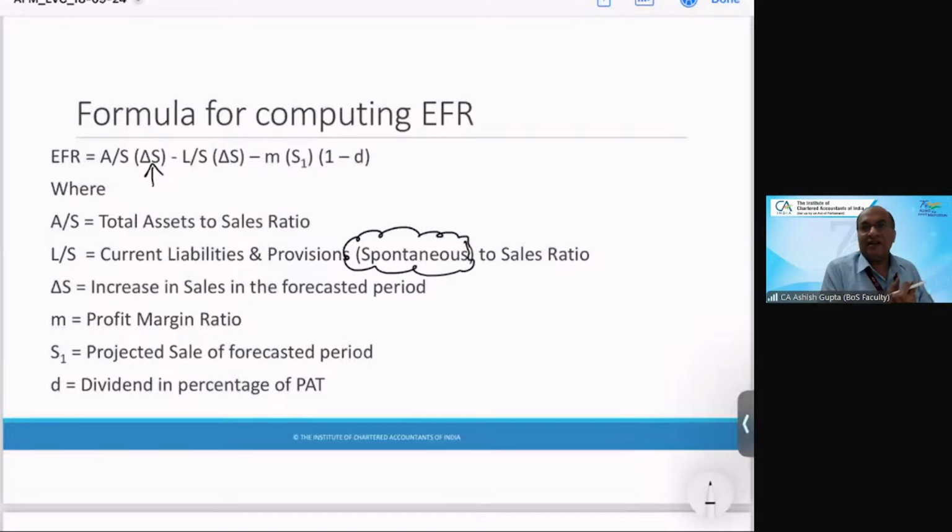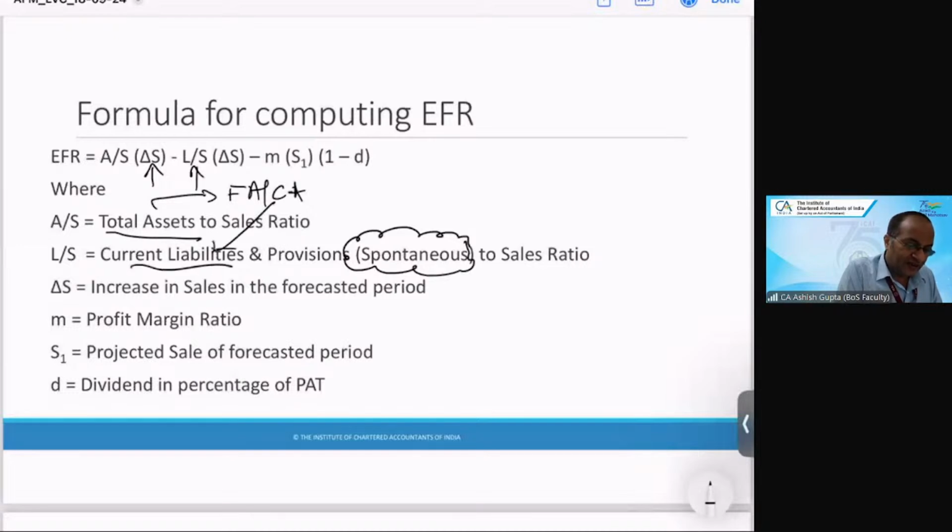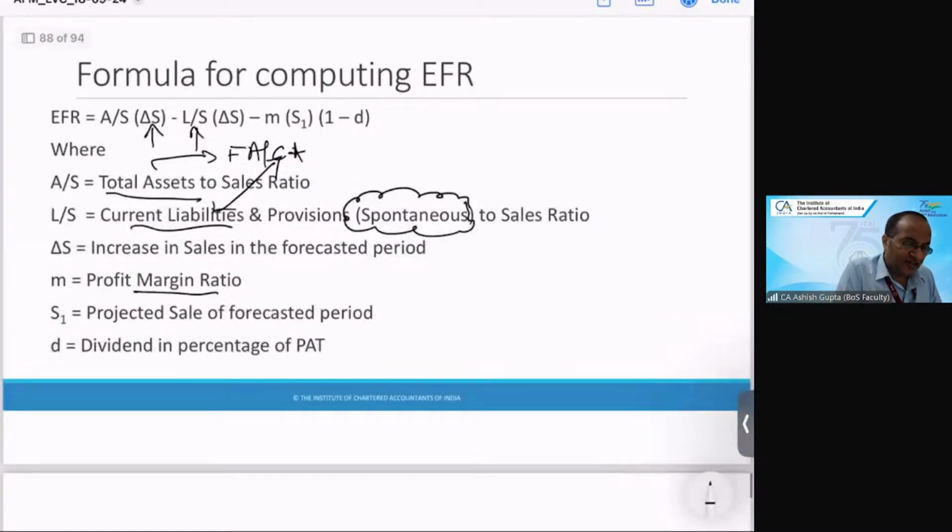Similarly, for working capital requirement, a part of the sales increase will also lead to an increase in the current assets, that is, working capital, current assets minus current liabilities. So it is generally assumed that accordingly, the liabilities and the provisions are also increased in the same ratio. Total assets here cover your fixed assets as well as current assets. Here a portion is compensated by current liabilities. Minus profit margin ratio and projected sales for the forecasted period.